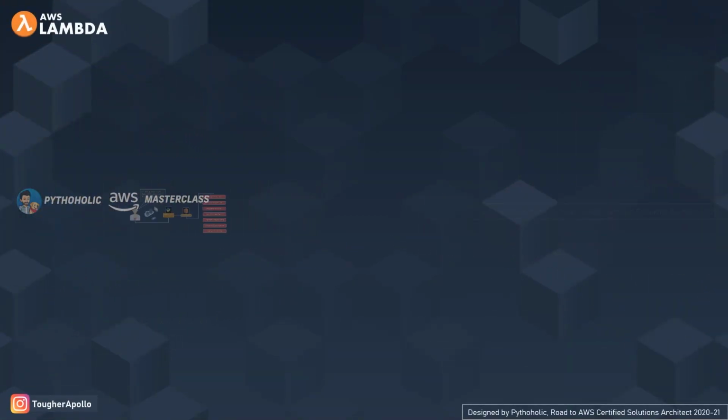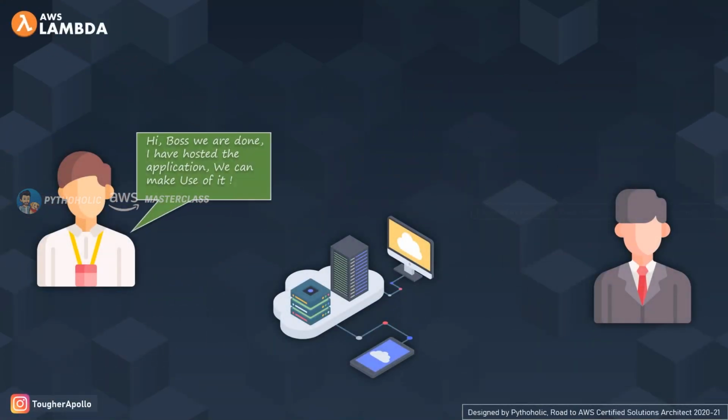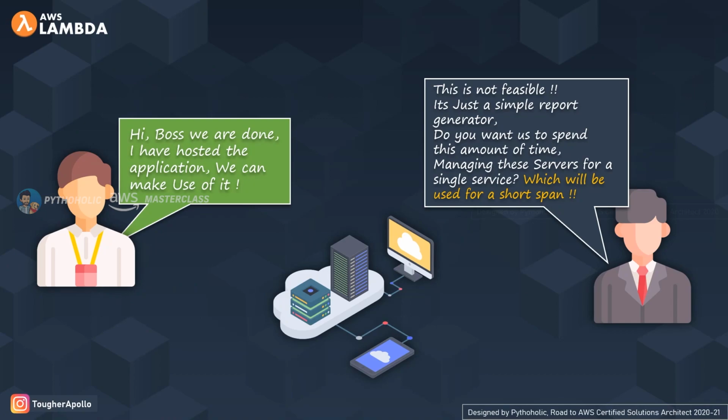Then you took a pause and you realized that you still have a lot to do. So you went ahead and created the launch templates. You then created the auto scaling groups. Then for the load balancers, you created the ALB. And then for the storage, you created the deployment for the database. And finally, you succeeded in creating the deployment. Finally, you came up to your boss and you were happy to share this information. "Hi boss, we are done. I have hosted the application and we can make use of it." And you said you had deployed it with an EC2 instance with auto scaling.